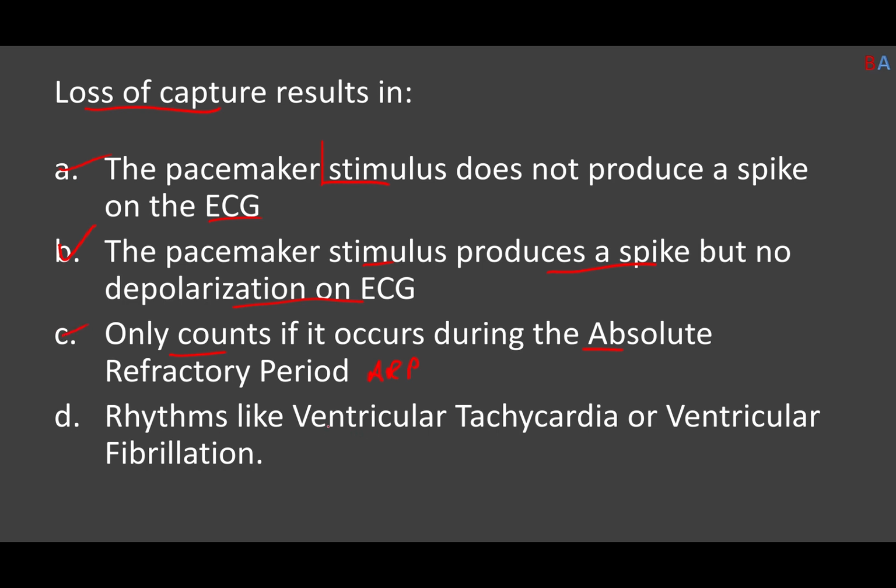Loss of capture results in rhythms like VTAC or VFib. That's a pretty broad statement and really not terribly accurate at all when it comes to talking about loss of capture. So B is the correct answer. The pacemaker stimulus produces a spike, but no depolarization.